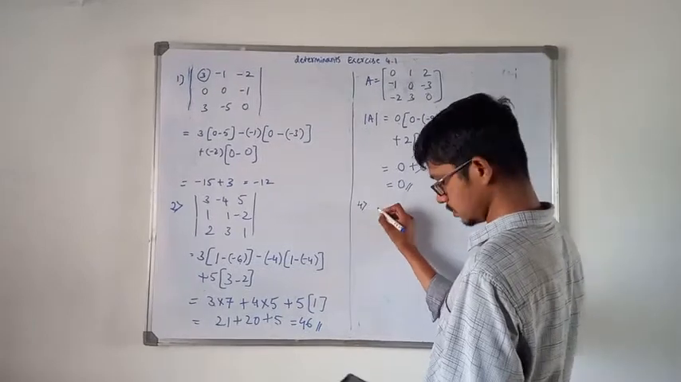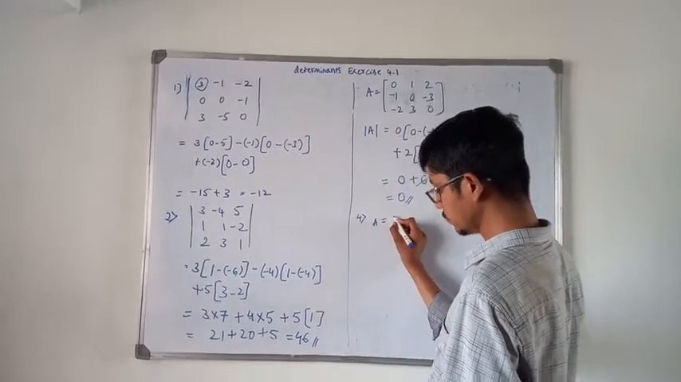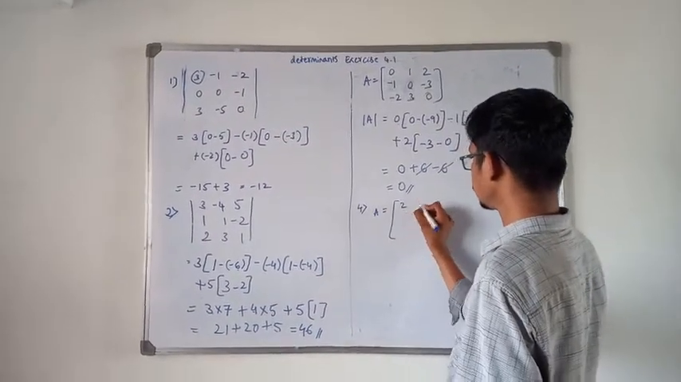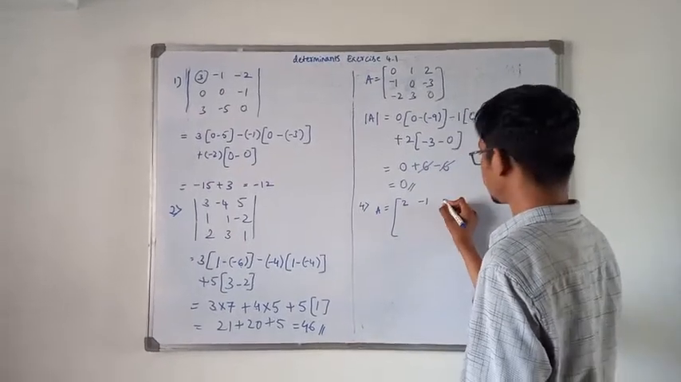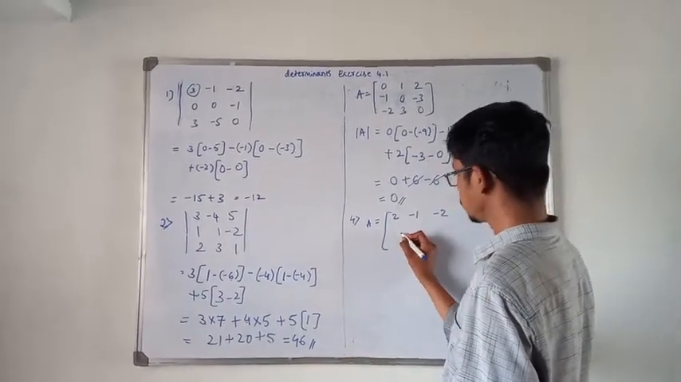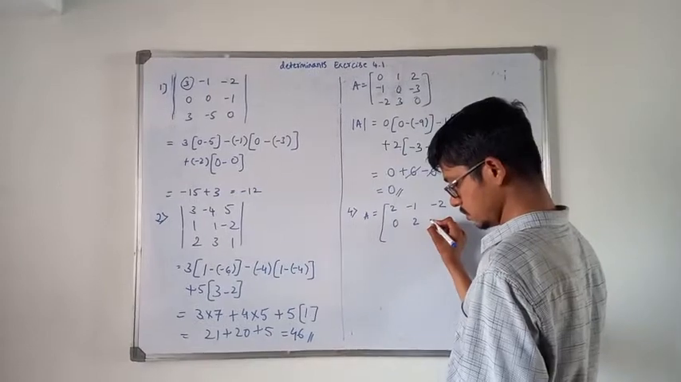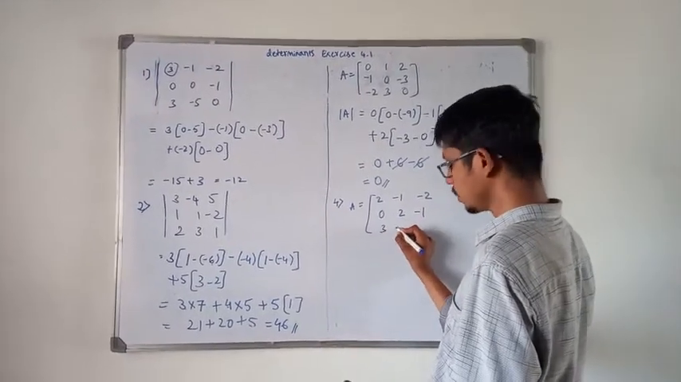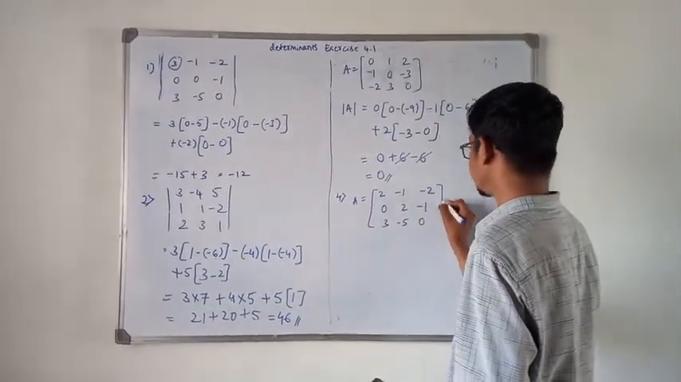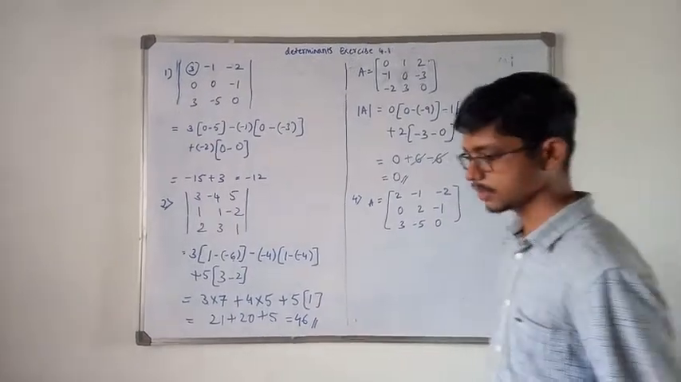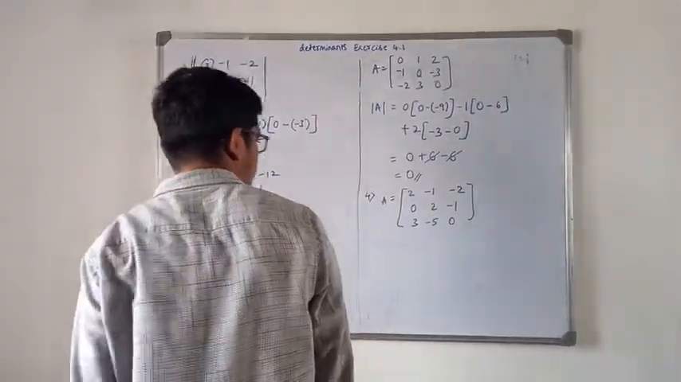Let the fourth one: let A be the matrix with rows 2, -1, -2; 0, 2, -1; 3, -5, 0. You can determine the value of the given matrix.